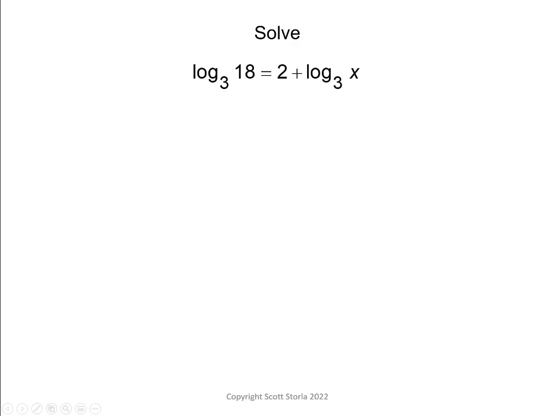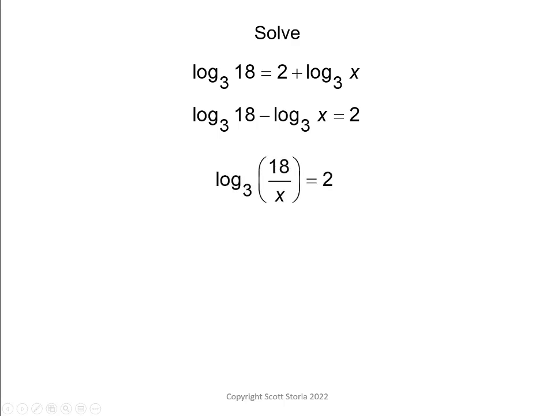Here's another. As it stands, I don't really have a good way of using a logarithmic rule right now, but I'm going to subtract log base 3 of x from both the right and the left. When I subtract log base 3 of x from the right, this will go to 0, just leaving it 2. And then over on the left, I have a difference. So I'm going to use the quotient rule and rewrite that difference as a quotient.